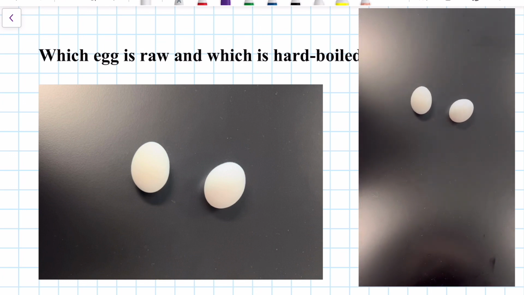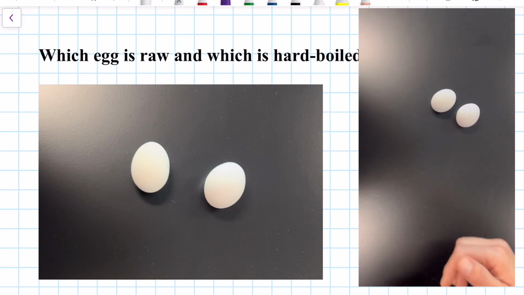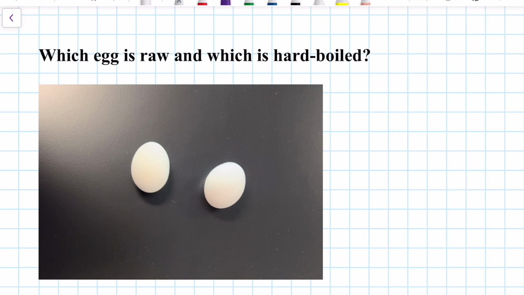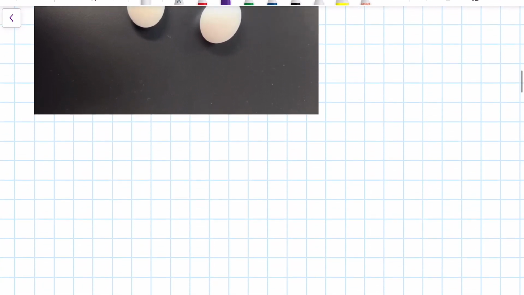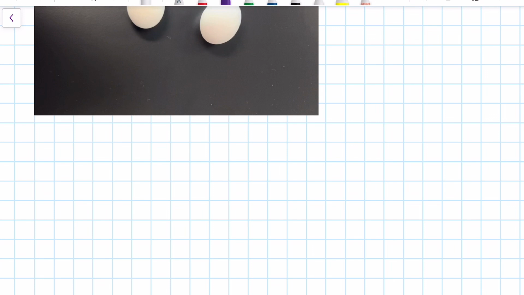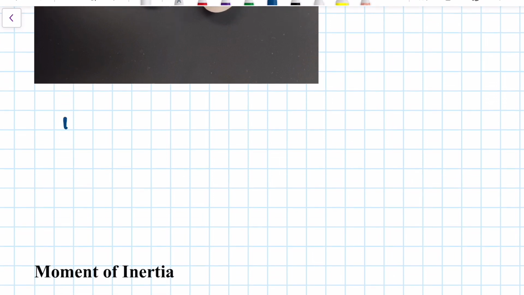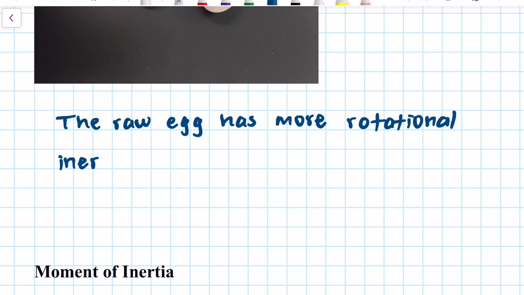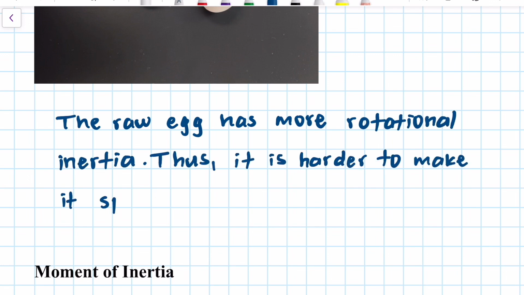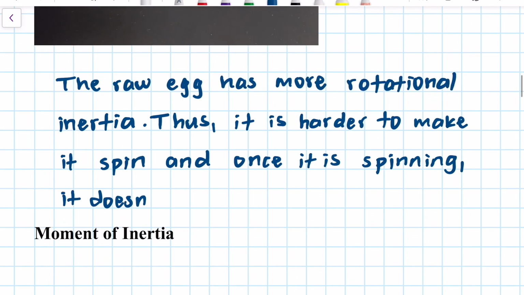It has inertia still. Because of that inertia, it wants to keep moving, it wants to keep rotating. Not any type of inertia, but in this case, it'll be the rotational inertia, okay? So let's write this down. So the raw egg has more rotational inertia, thus it is harder to make it spin, and once it is spinning, it doesn't want to stop.